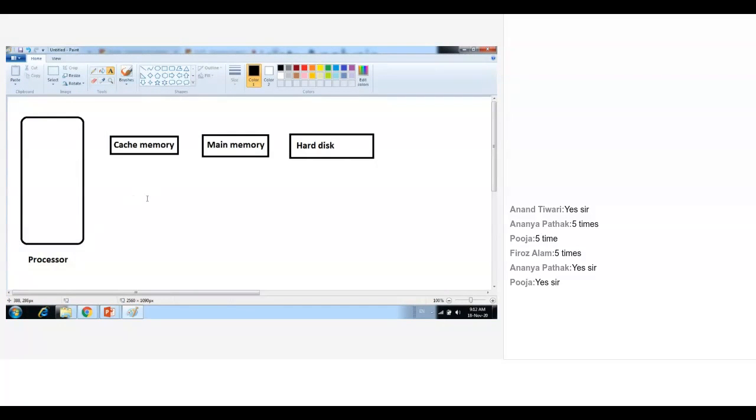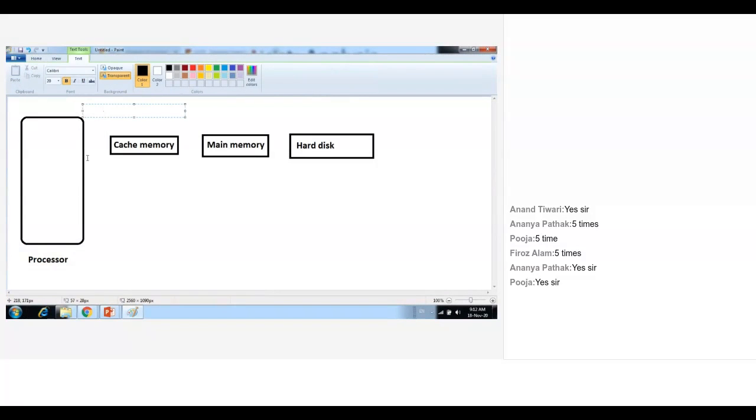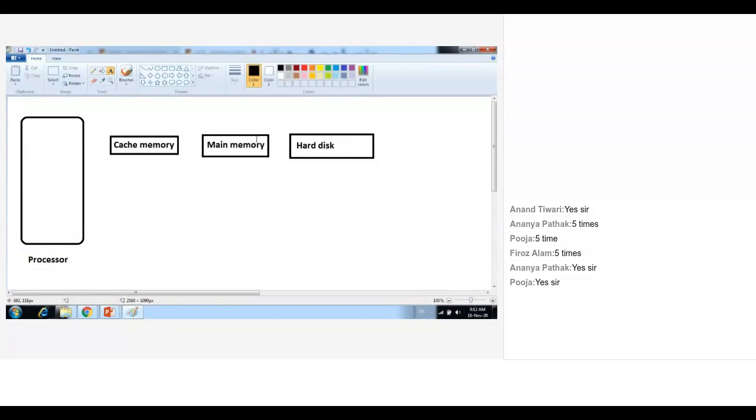Yes, sir. What is cache memory? It is the fastest one, right? And faster than that, registers are there, but for today's consideration we are not considering registers, for the sake of memory management. So we are having cache memory, and then we are having main memory, and then we are having our hard disk.